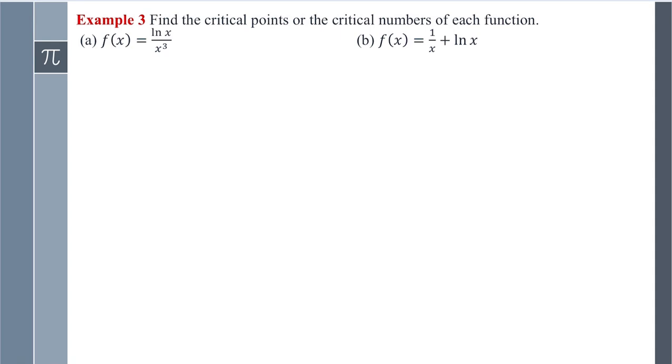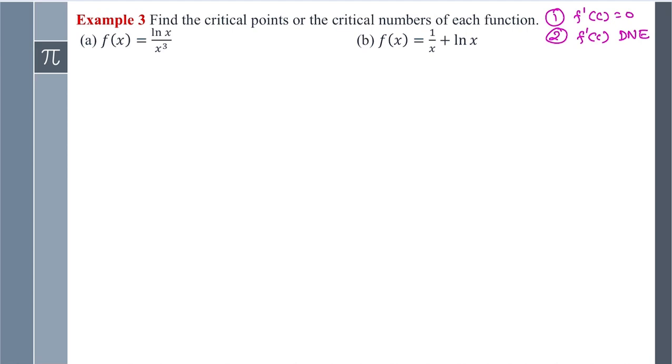So let's look at some examples. We are going to find the critical points. The first example: f of x equals natural log of x divided by x cubed. In order to find critical points, we find the derivative and set it equal to zero. We look at two conditions: the first is where the derivative is zero, and the second is where the derivative does not exist. Those values would be our critical numbers as long as they are in the domain of the given function.